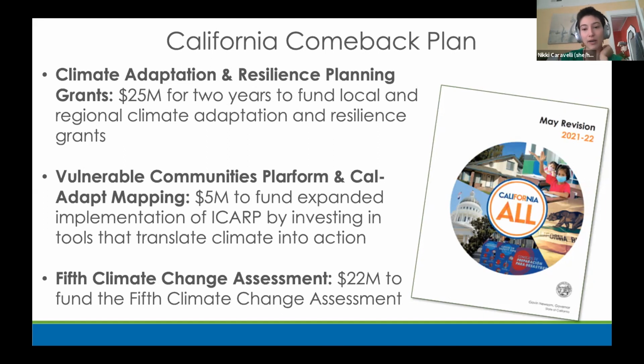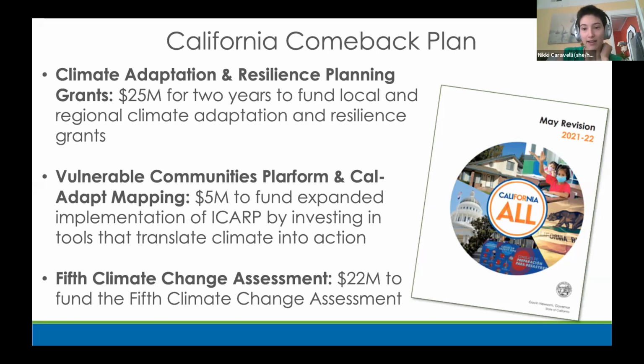This one-time funding would help fill local, regional, and tribal funding needs, provide communities the resources to identify climate resilience priorities, and support development of a pipeline of competitive climate resilient infrastructure projects in every region of the state. The second piece I want to highlight is $5 million allocated in the plan for a vulnerable communities platform and to supplement CalAdapt mapping. This would support investment in actionable tools like the new platform and support better state coordination on climate science. And all of this, of course, underpins our state resilience investments.